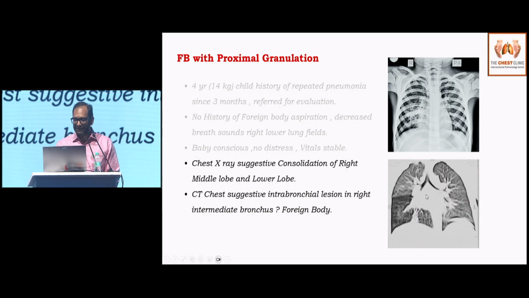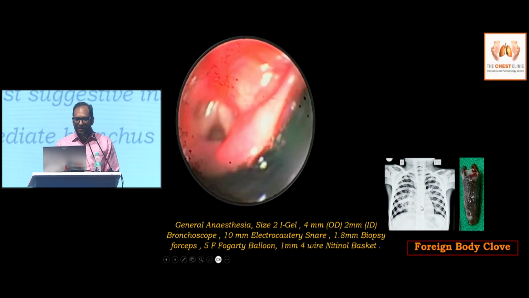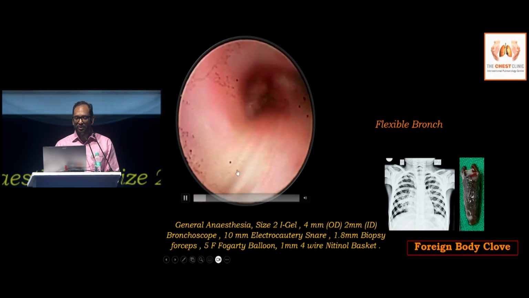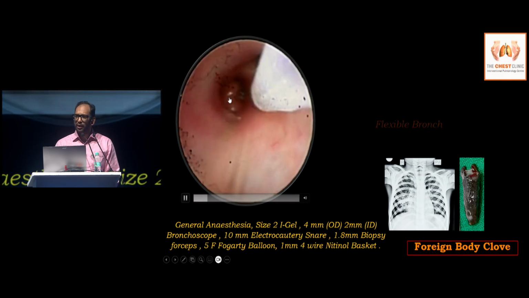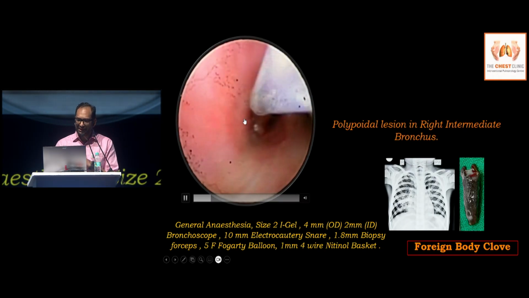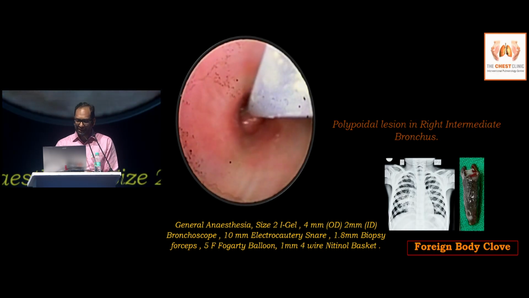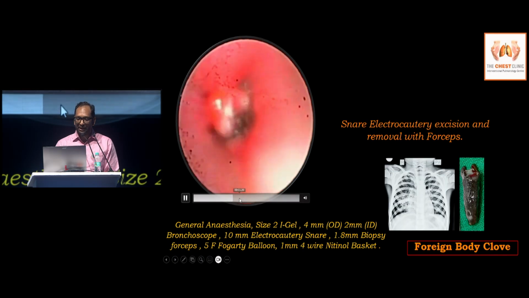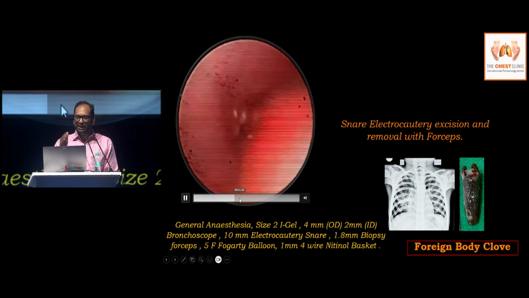In the CT also you can see the consolidation there. So what was happening was, when you do a bronchoscopy, you can see a polypoidal lesion just proximal to the foreign body. So I used a snare to address the granulation first. Once you remove the granulation, you are able to see the foreign body deep inside.